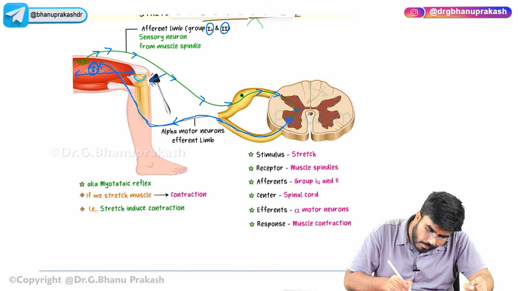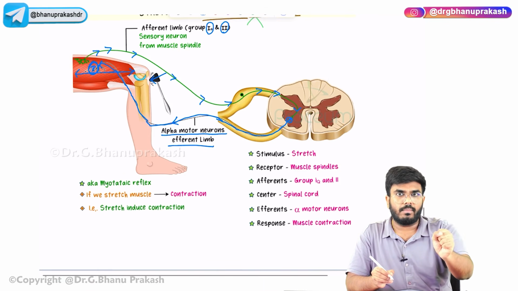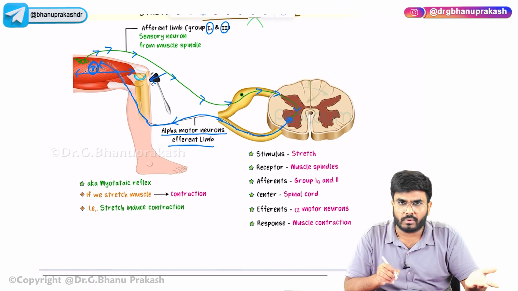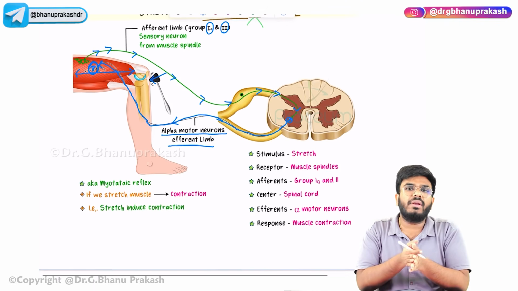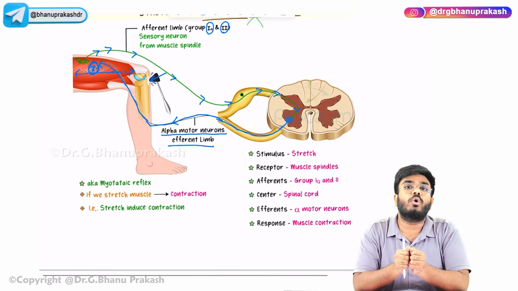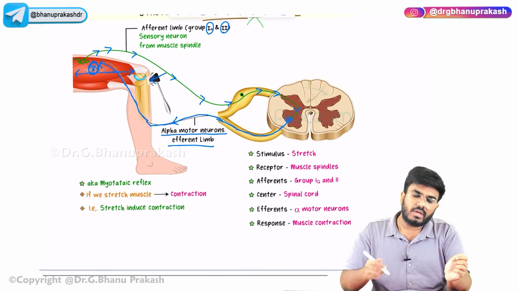So you know alpha motor neurons, what they will do? Alpha motor neurons are the ones which cause the contraction of muscles. At the same time, alpha motor neurons are activated as well as gamma motor neurons are activated. But at the end of the day, what happened? The muscle which has undergone stretch is now going to contract. So it will protect. Okay, so this is called a stretch reflex.